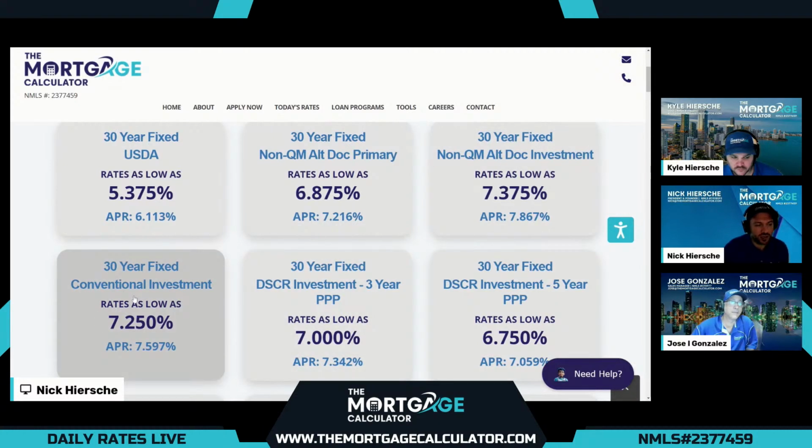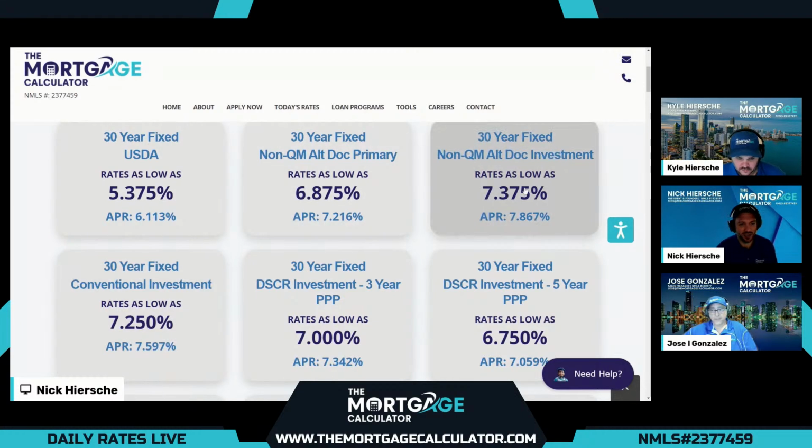Now moving on to our conventional option for investments. Remember, government programs, USDA, VA, FHA do not work for investments, but we do have conventional options. So to use a conventional program, 30-year fixed conventional for an investment property, rates come in today 7.25, final APR 7.597. So again, because conventional reacts quickly, this has dropped. I expect the non-QM to come down a little bit as well, more in line.